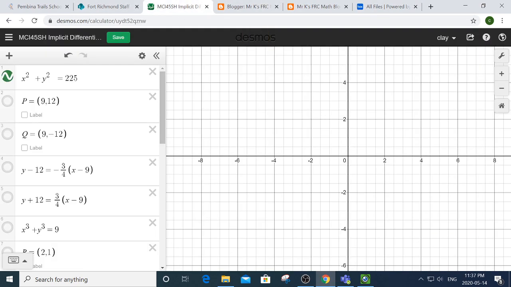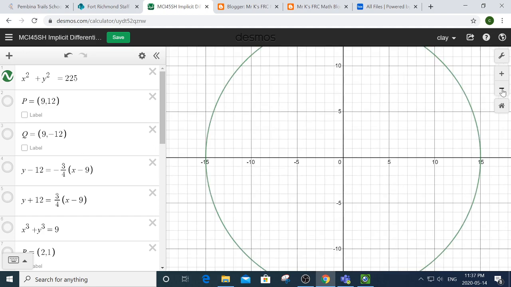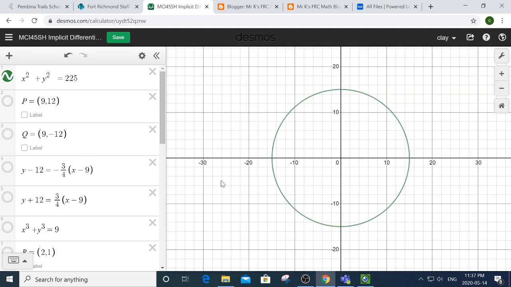Here's the circle. Just got to zoom out a little to see it. There it is. So there's the circle. Here's the point that I found, 9, 12. Here's the other point that I found. And I can zoom around and find points.